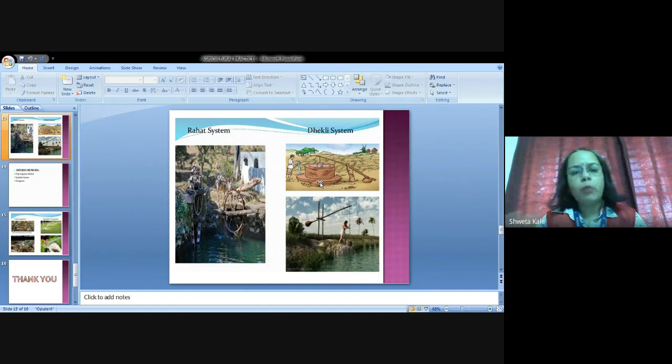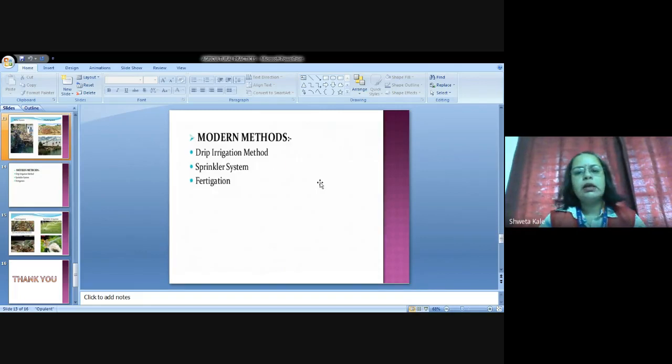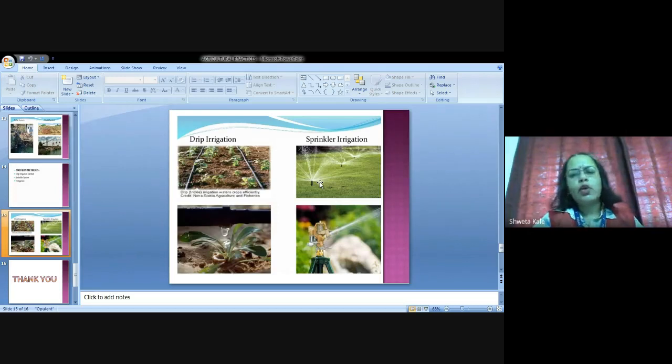Now we will see the modern methods of irrigation. In modern methods, we have mainly drip irrigation, sprinkler irrigation, and fertigation. Now, the drip irrigation method: a long pipe or tube is there, and at certain distances along the tube, small holes are made in it, so that when water runs through the tube, drop by drop, water is supplied to the crops. This is called drip irrigation.